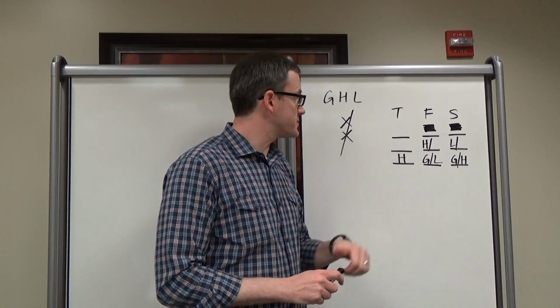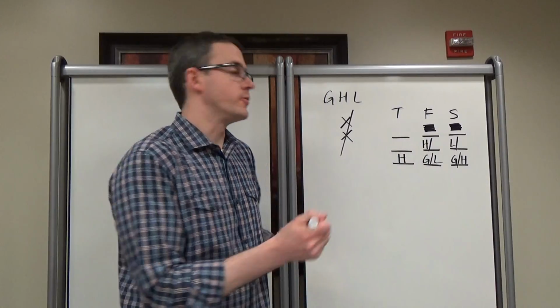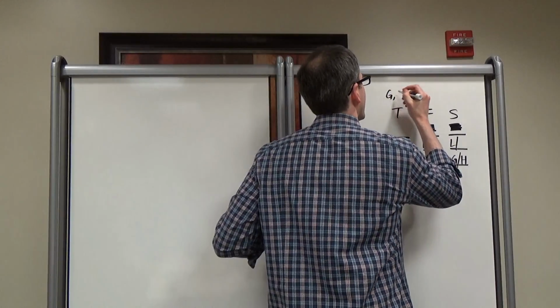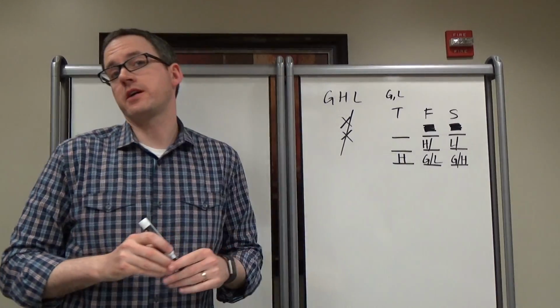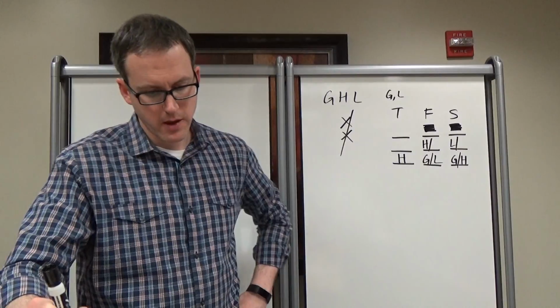We've made all the inferences we could. These things could be empty or have G or L, right? So what I did is I wrote G, comma L up here just to remind myself that I might end up using them, but I don't know, so I can't put them in the diagram.